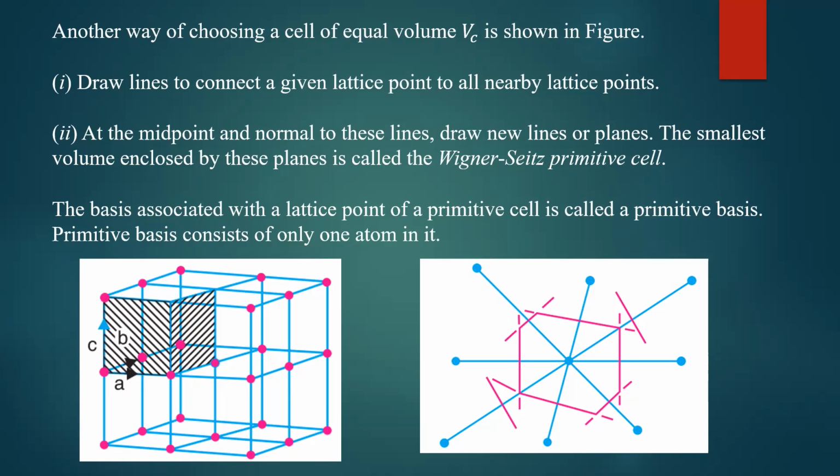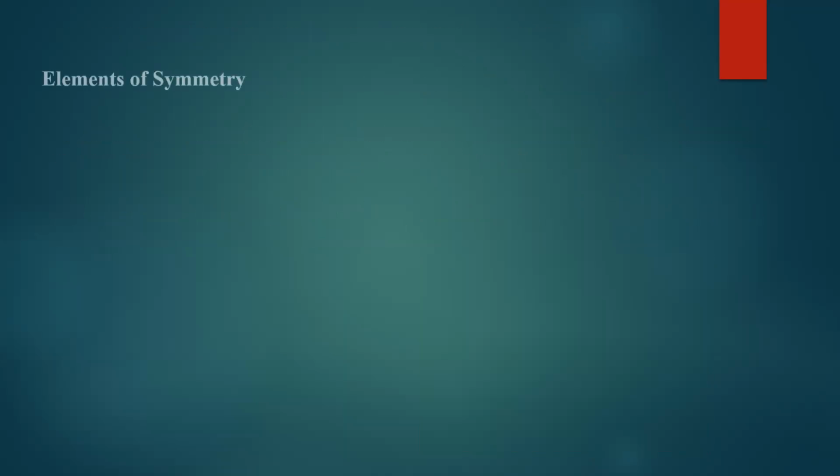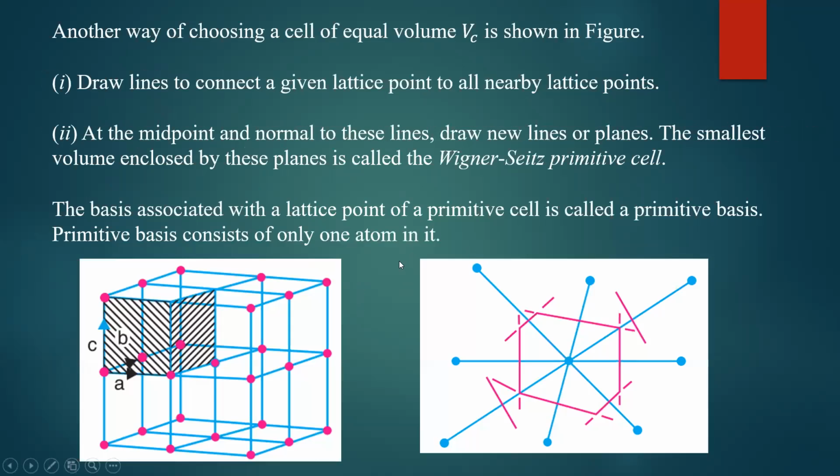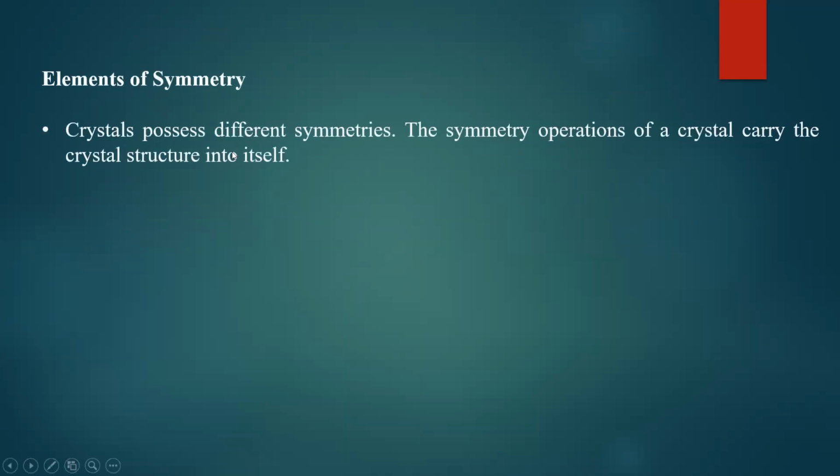You remember this. Then we'll take the elements of symmetry after completion of the unit cell and primitive unit cell concept. Already I have told you that crystals possess different symmetries. So symmetry is observed for the crystals, and that is one of the important properties of the crystals. The symmetry operations of a crystal carry the crystal structure into itself, that will not change the crystal structure.